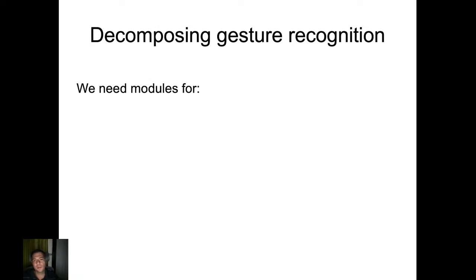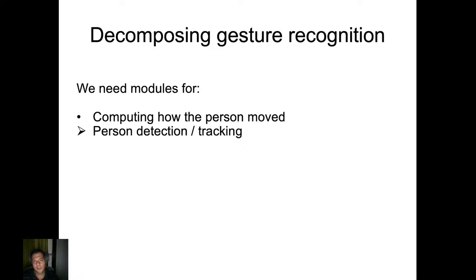So the gesture recognition actually needs different modules. First, you need to figure out how the person has moved. In this case, we can either assume that the person is fixed, so for example, the camera is in a fixed position and the user is standing on a chair, just as I'm doing now. Otherwise, we might need a person detector and a person tracking algorithm.